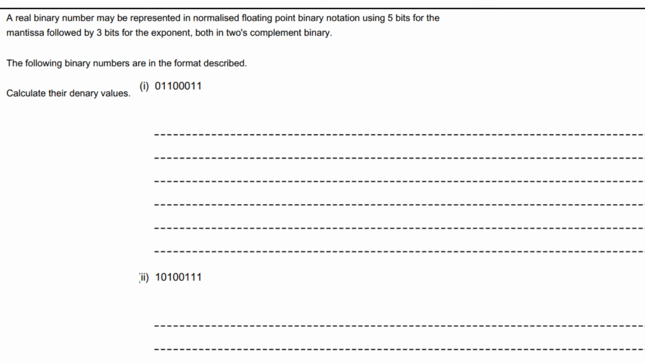And you're attempting parts 1 and 2. Okay, so we need to remember the format: 5-bit mantissa, 3-bit exponent. So I'm going to write out the mantissa in green here. It's going to be the first 5 bits. There you go. And we can say that the point is between the first 2. And the exponent, which I'll write in red, is that. Now that's going to be the value of 3.